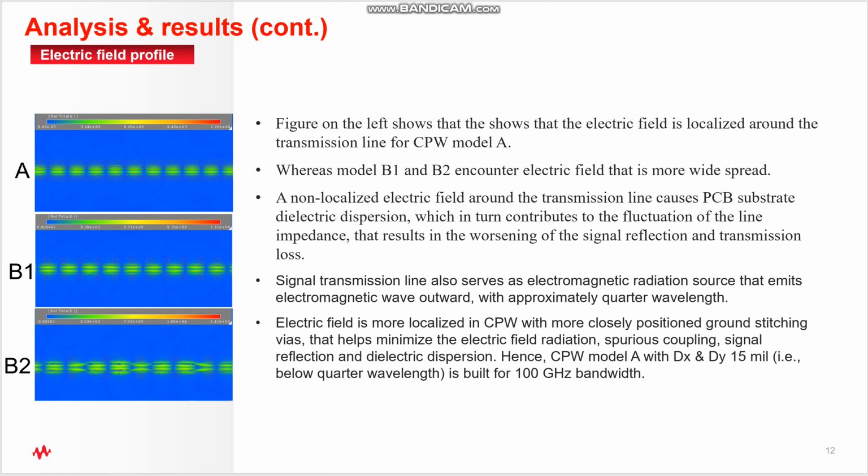Signal transmission line also serves as an EM radiation source that emits EM wave outward at approximately quarter wavelength. The electric field is more localized in CPW with more closely positioned ground stitching vias that help to minimize the electric field radiation, spurious coupling, signal reflection, and dielectric dispersion. Hence, CPW model A with dx and dy 15 mm, which is below quarter wavelength, is built for 100 gig.